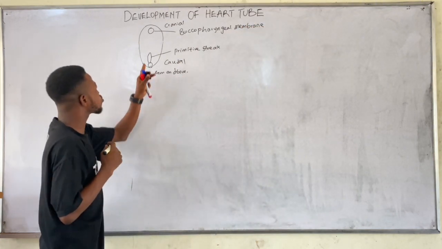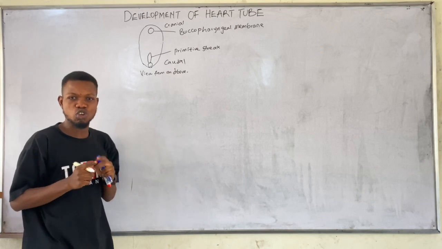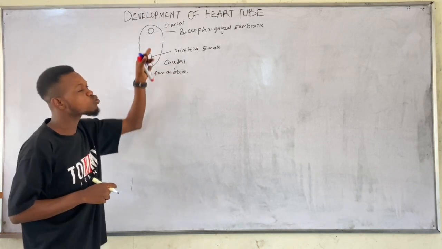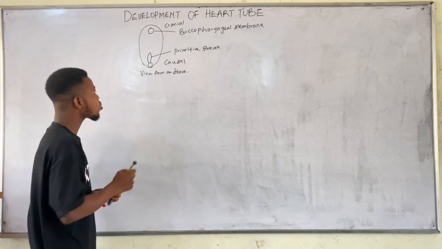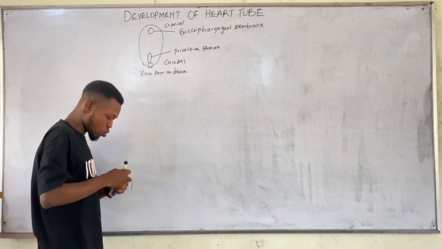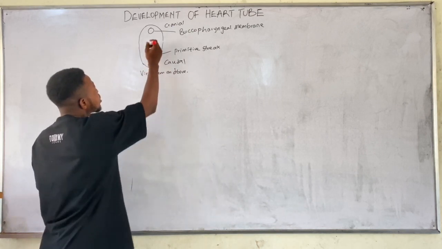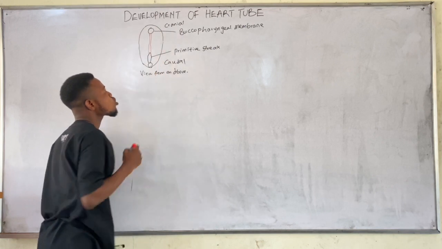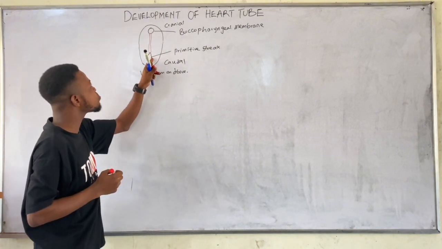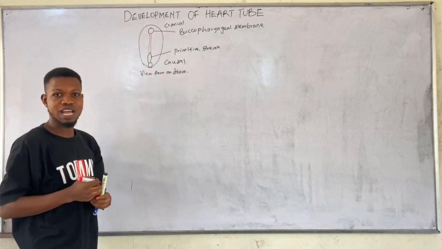Now, there's a tubular structure that extends from the primitive streak to the buccopharyngeal membrane. What's the name of that structure? That's what we call the notochord. This rod-like structure is our notochord. The notochord extends between the primitive streak and the buccopharyngeal membrane.